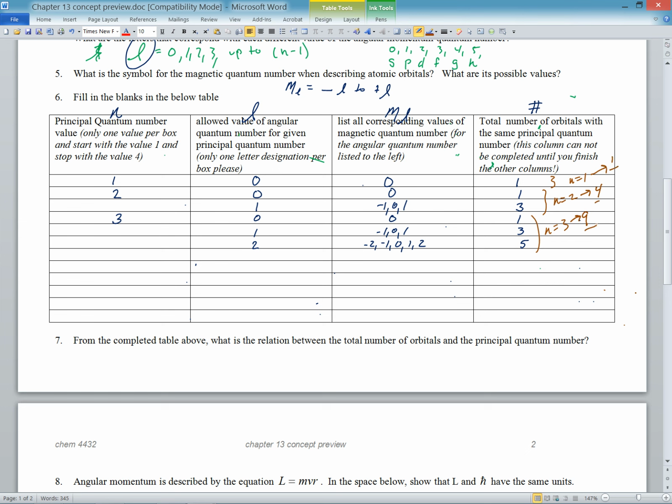So what's the relationship between, well, we haven't gone this far, but the total number of orbitals and the principal quantum number? N times 2 would be, this would have to be a 6. It has to be n squared. Okay. So you can finish up this one. So n equals 4, you better end up with how many orbitals? 16.